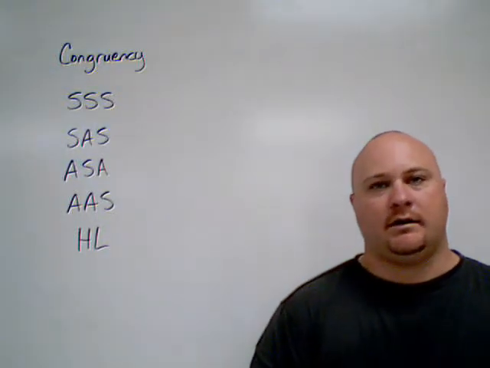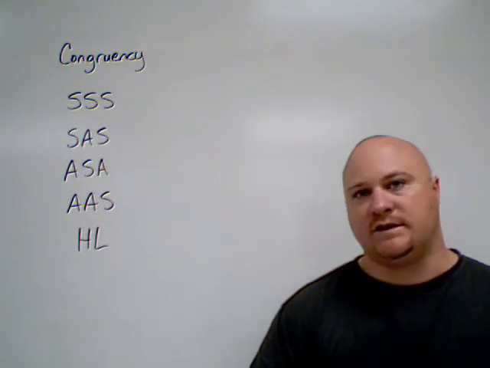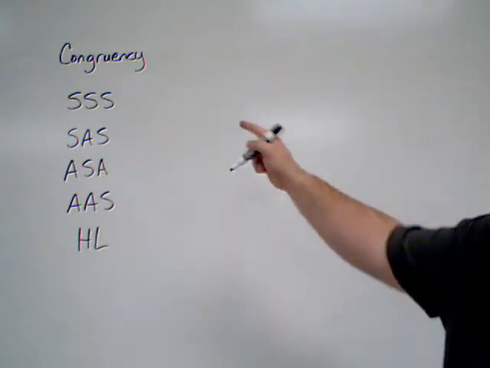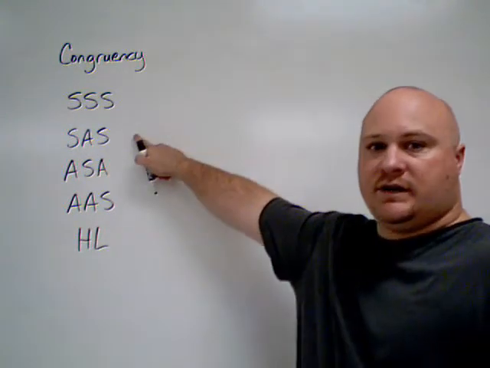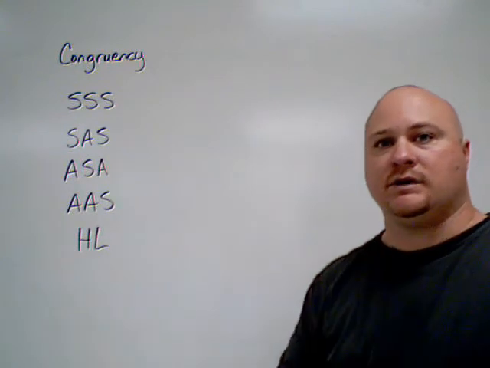Hello guys, I just want to give us a quick review over our congruency theorems. There are 5 of them. They're listed here: side, side, side; side, angle, side; angle, side, angle; angle, angle, side; and hypotenuse leg.